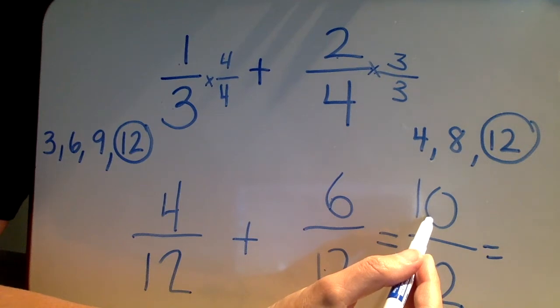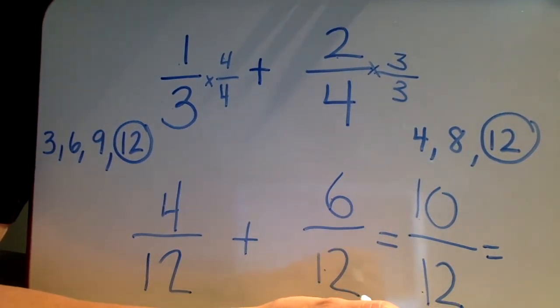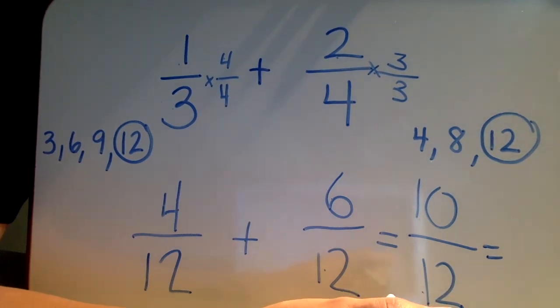Well, I know that 2 is a factor of 10. I can count by 2's to get to 10. I know that 2 is a factor of 12. I can count by 2's to get to 12.